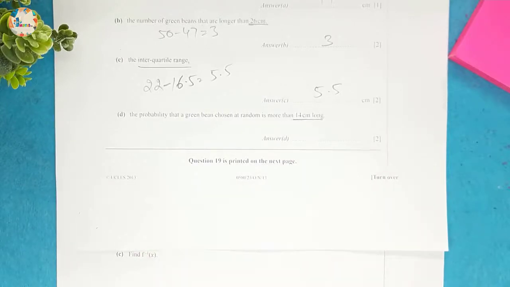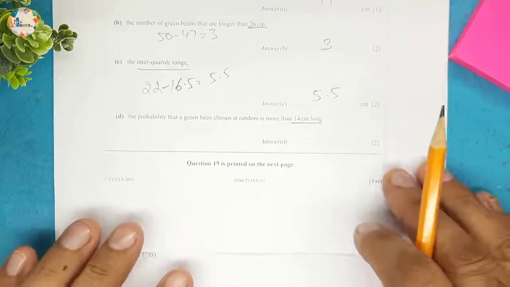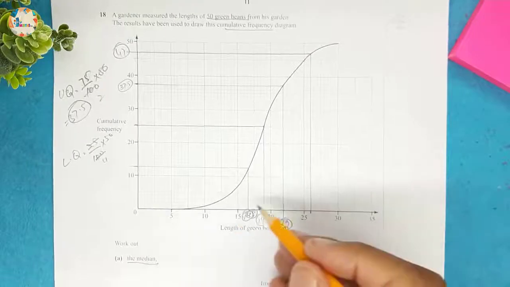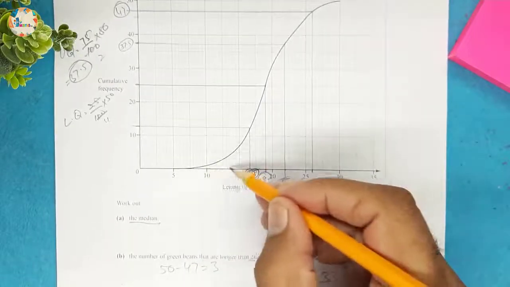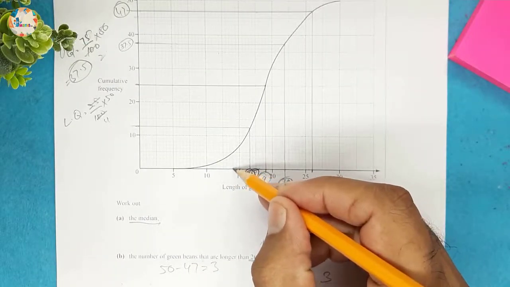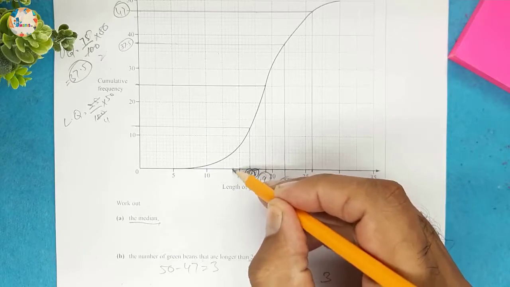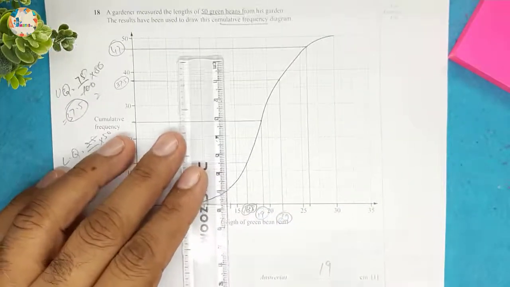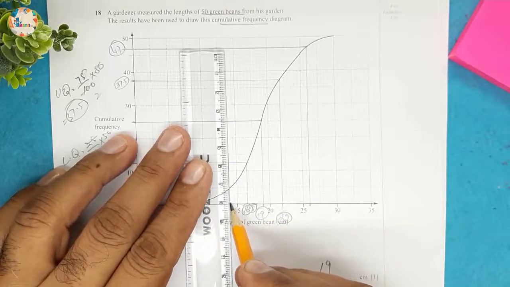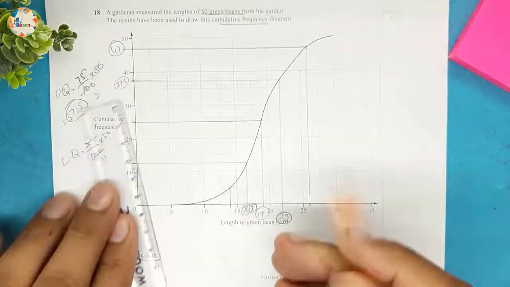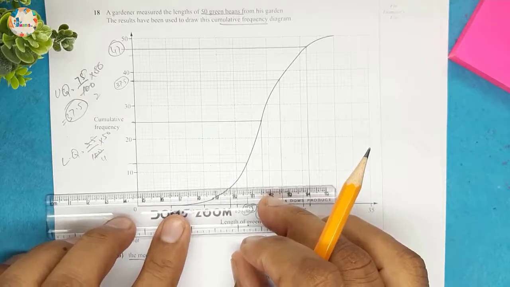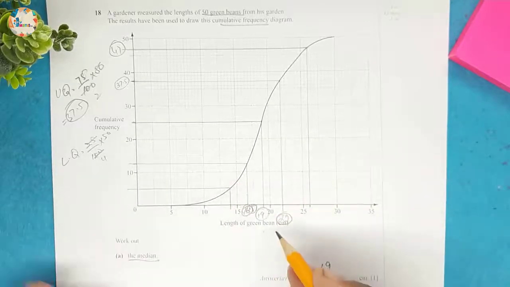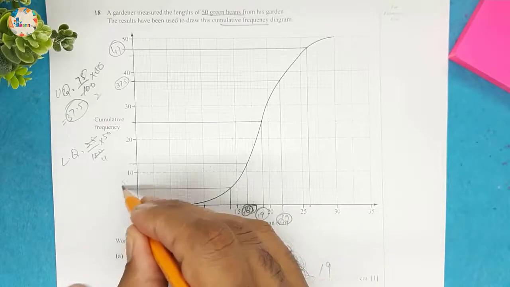Then they're saying the probability that a green bean chosen at random is more than 14 centimeter long. 14 centimeter will be up to this one. So if we check the reference for 14 centimeter long, 14 centimeter is up to this one. So this is basically 5.